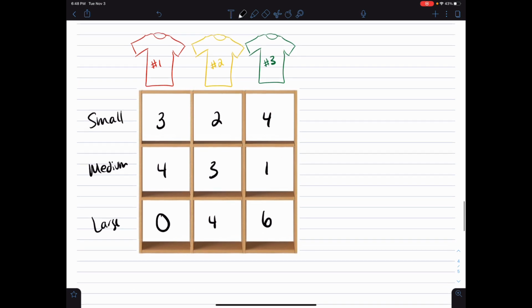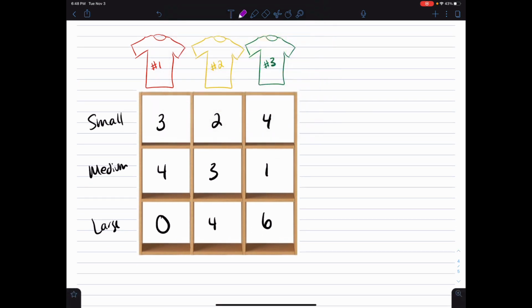And then again, just to organize my information a little bit differently, I'm going to list my costs for each one. So size 1 costs $5, shirt number 2 costs $7, and shirt number 3 costs $10. So again, I'm asking you to organize the information with me, because we're trying to develop some intuition on how to multiply matrices.